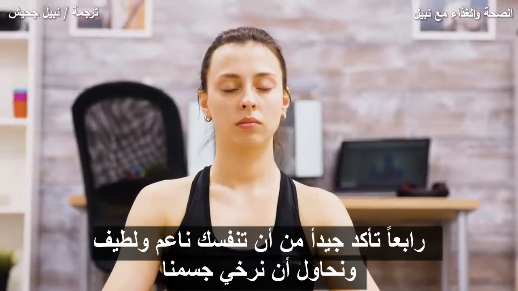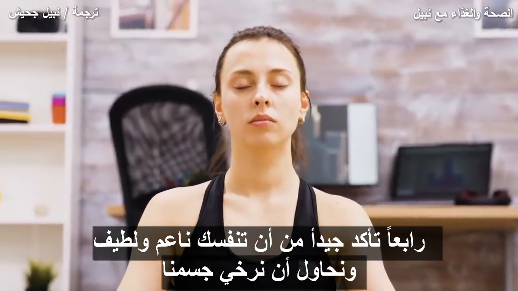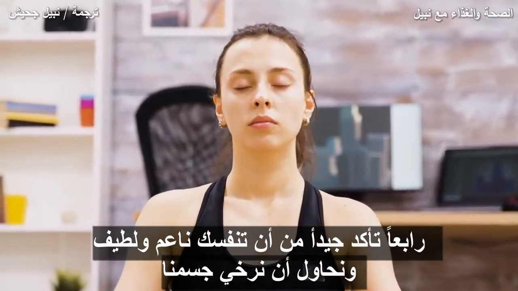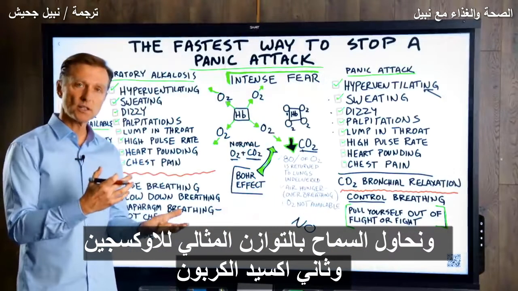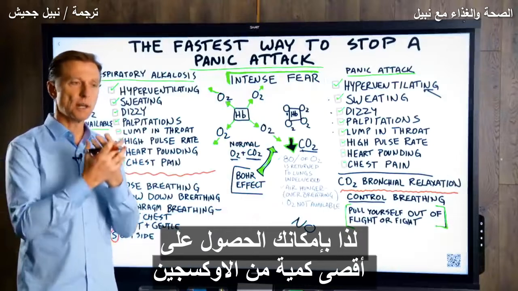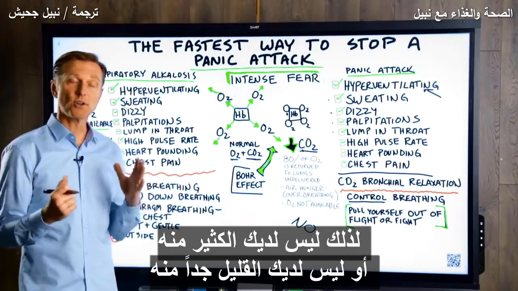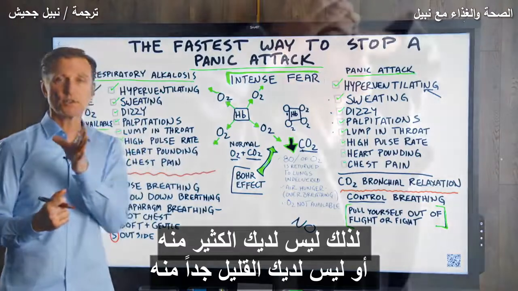All right, so breathe through your nose, start slowing down the breathing, and start breathing through your stomach or the diaphragm. Number 4, make sure your breath is soft and gentle. We're trying to relax the body. We're trying to allow a perfect balance of oxygen to CO2 so you can get maximum oxygen, so you don't have too much or too little.